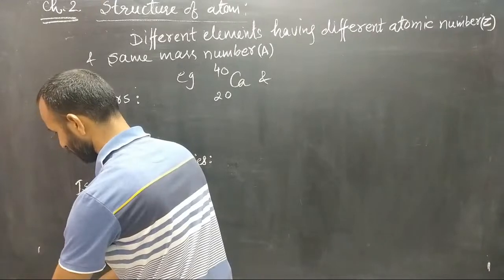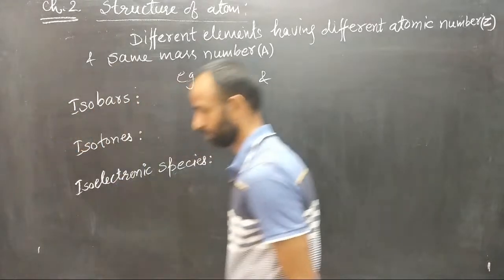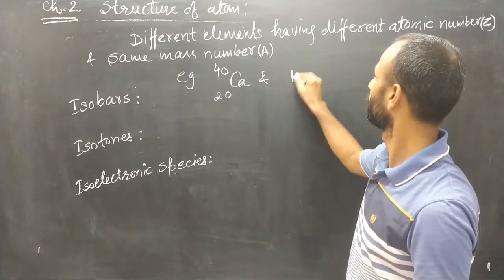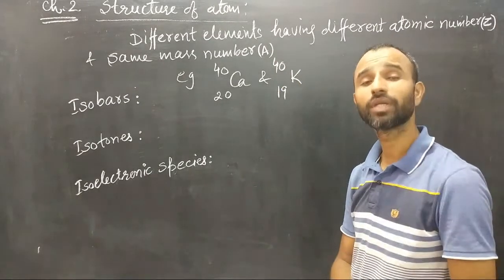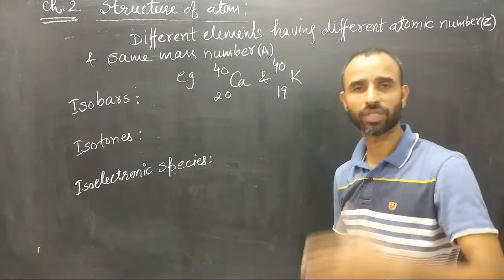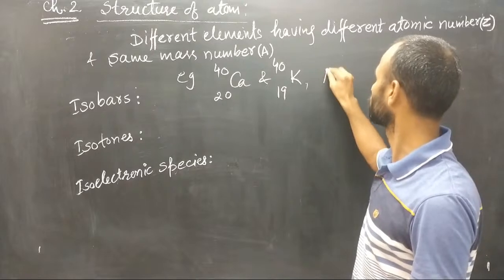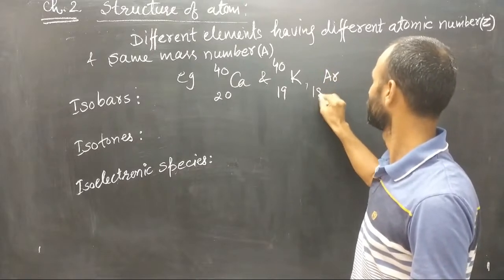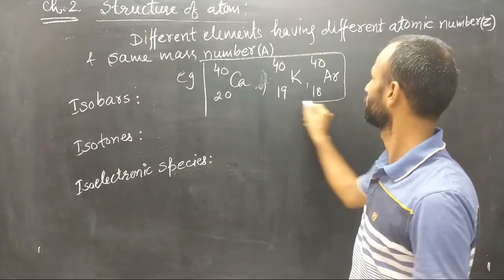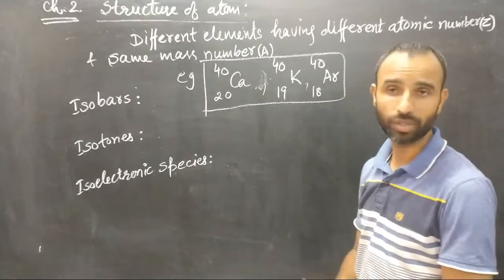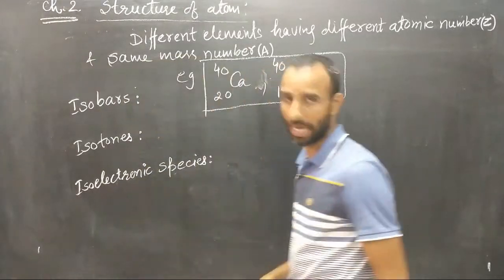Yes, tell me. Potassium. Okay, even argon, in some cases it is 40. Okay, so if argon is 40, then these are isobars: calcium, potassium, argon. Okay, so these are isobars.